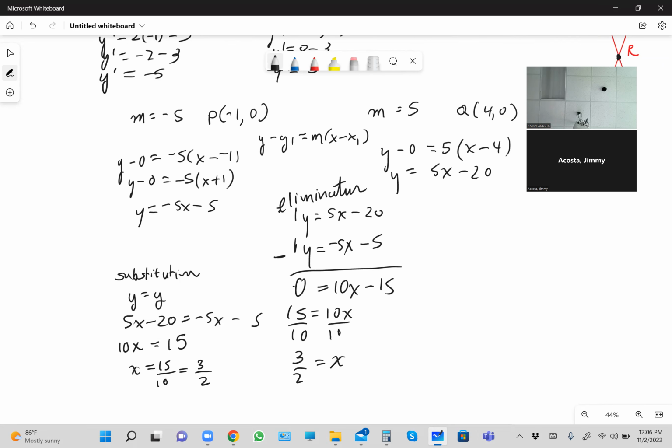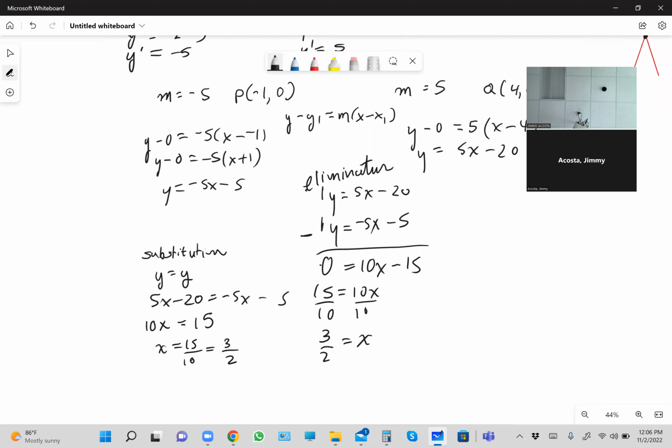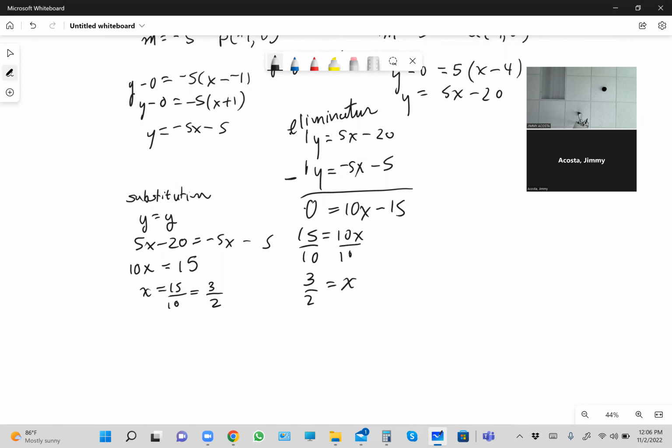But if you put x equals 3 over 2 into the original ones, you get the y that you want, because you need the x and y coordinate, right? The coordinate for x and y. So let's substitute it into the original one. Say you put y equals 5x minus 20. I like it better because it's positive. I put 3/2 in here. y equals 5 times 3/2 minus 20.